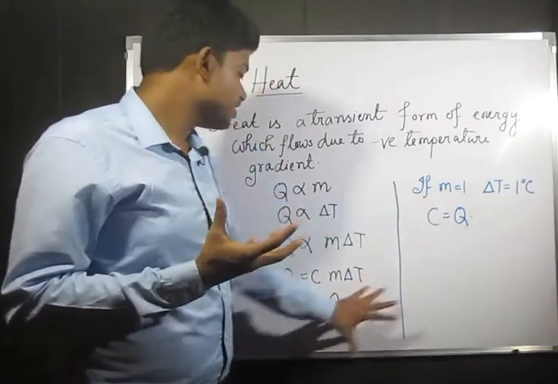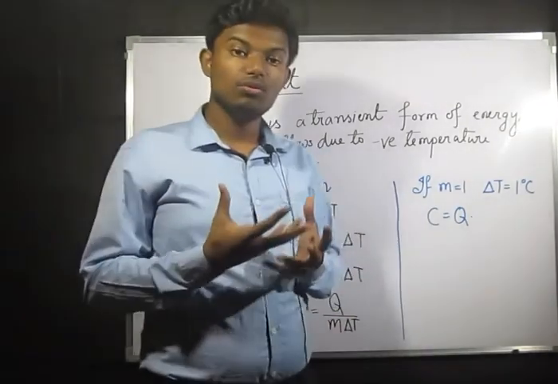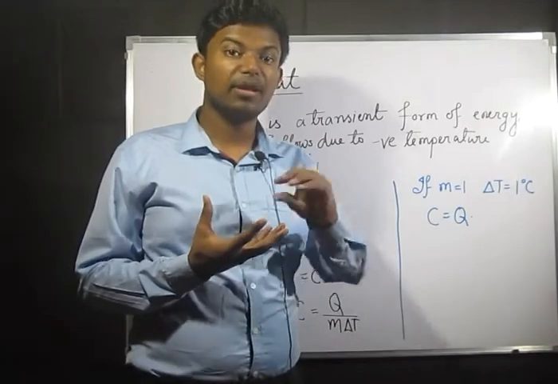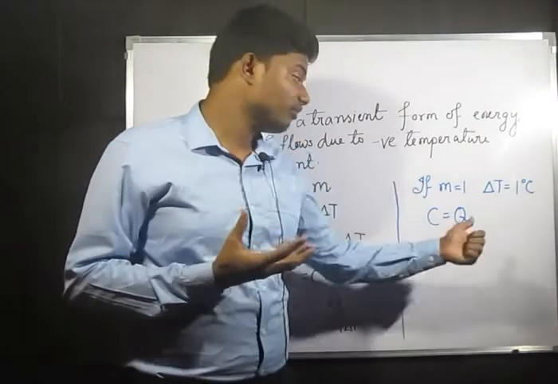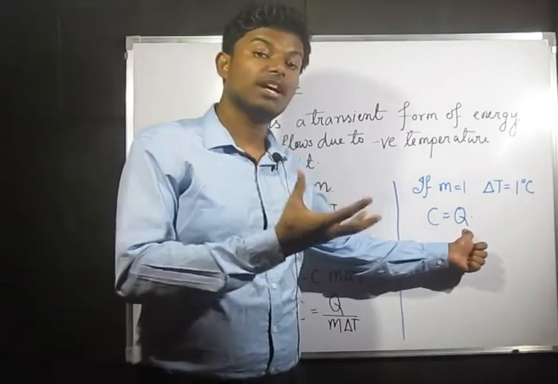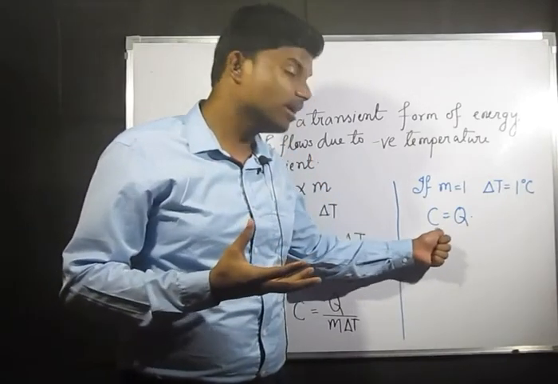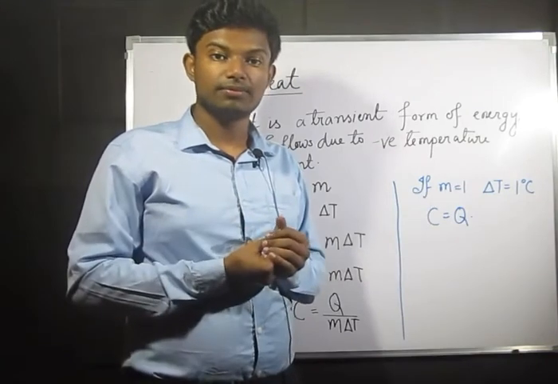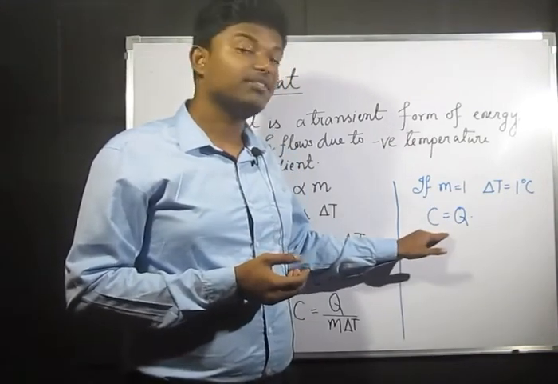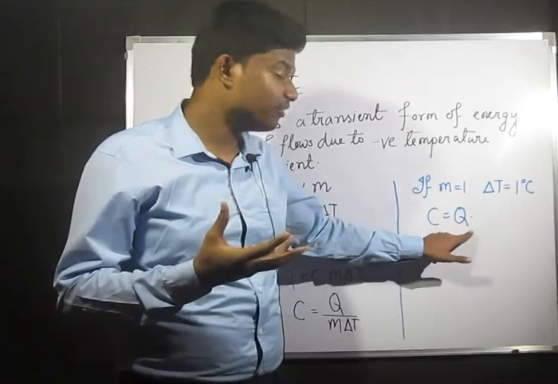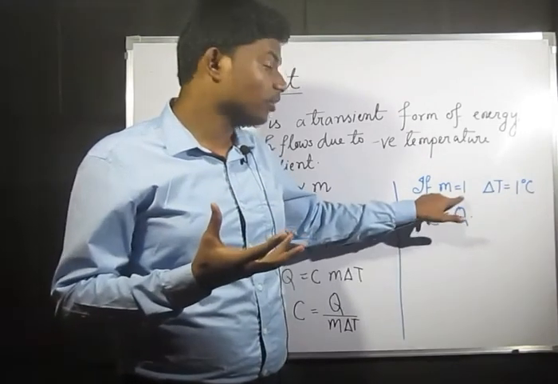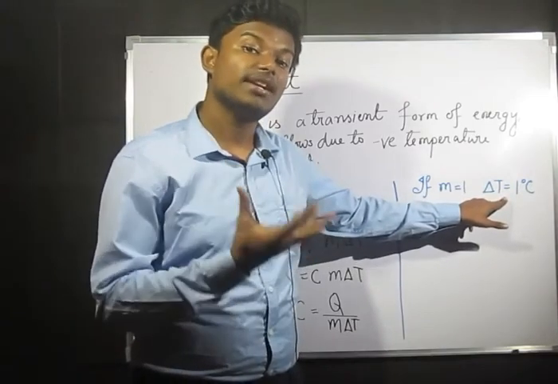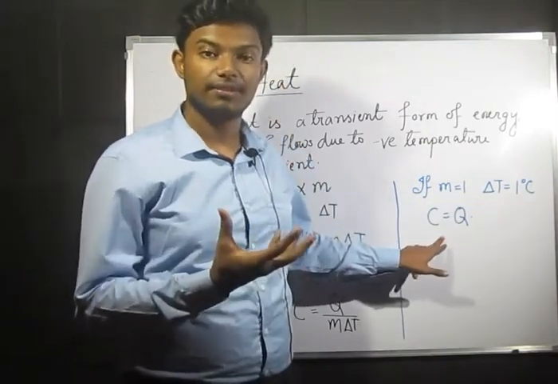Okay, now the definition of specific heat would be: if you want to raise the temperature of a body having 1 kg mass by 1 degree centigrade, then the amount of heat which you are going to give to that body will be equal to C. Now that C is known as the specific heat of a body. So finally we can say that the specific heat of a body is the amount of heat required for a body of mass 1 kg to raise the temperature by 1 degree centigrade. That quantity of heat is known as specific heat.